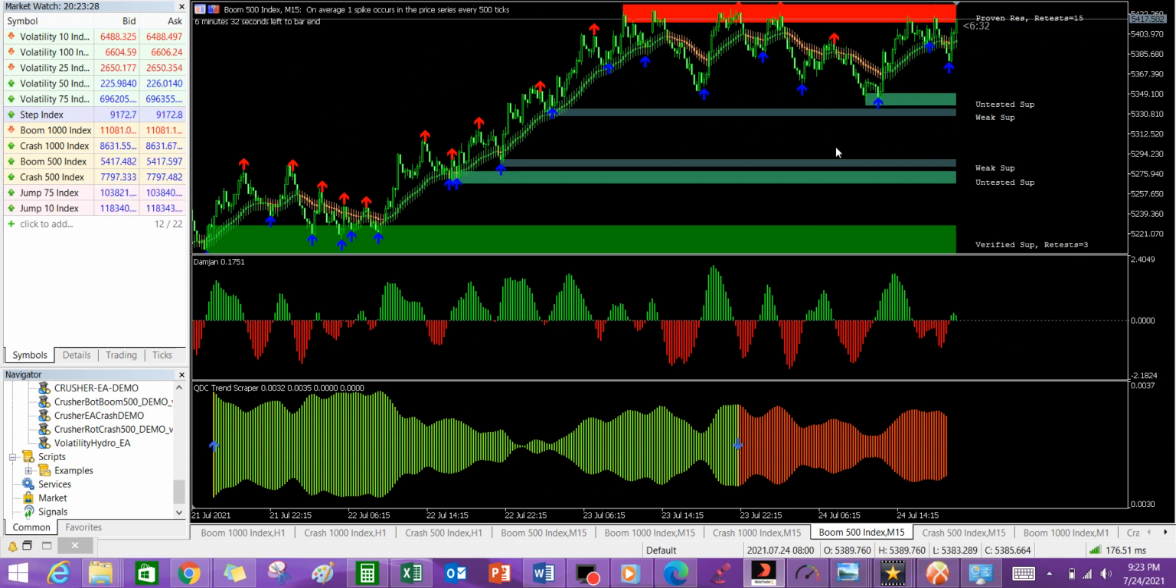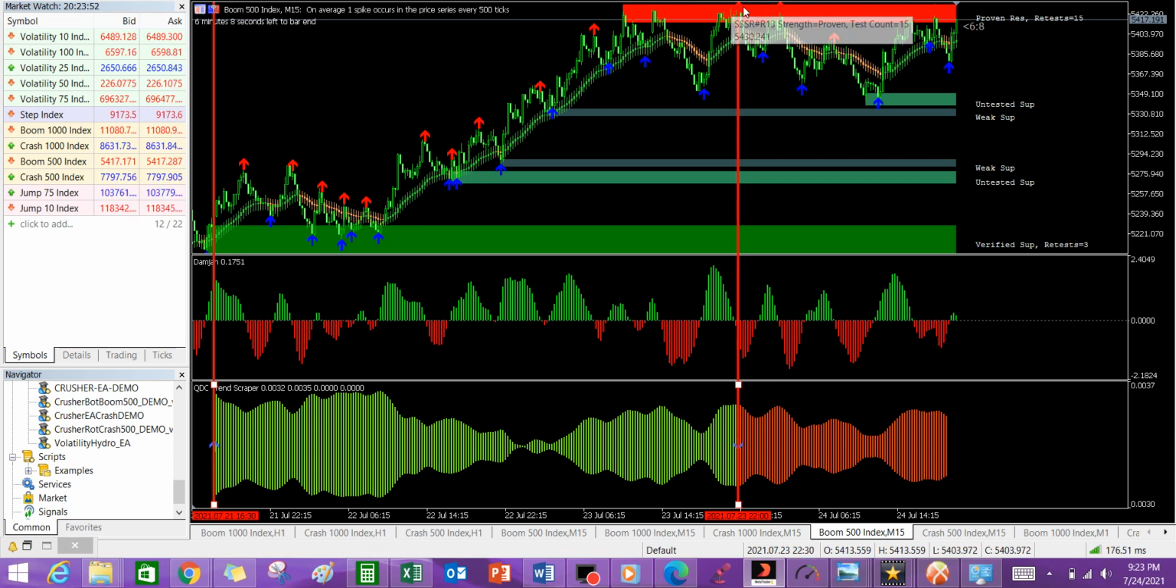For Boom 500, you can see that it's been on an uptrend right from here. It was a very strong uptrend, and it got to this level. The trend actually came to an end right here, okay guys. You can see it tested the resistance level here, came down a bit, went back to that same place, but this time around came down, went back again. But that was when the trend actually changed to downtrend, okay.